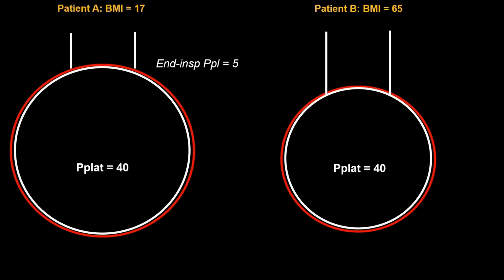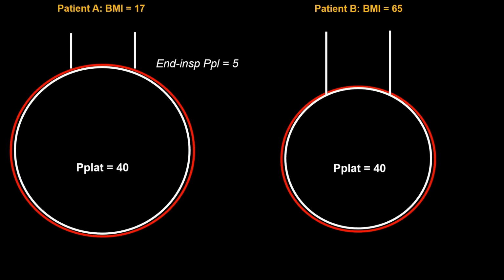Okay, so we put an esophageal balloon in both these patients, right? And we do a respiratory hold and we check the reading. The first patient, the pleural pressure during end inspiration is 5. So Patrick, you said you wanted the pleural pressure. How are you going to use this now? You're going to subtract this from 40, right?